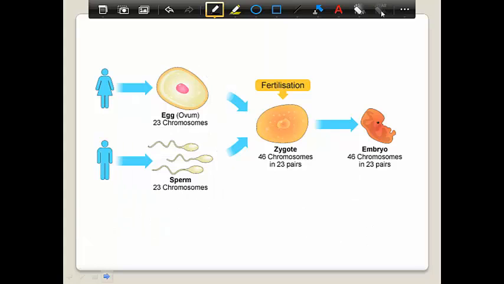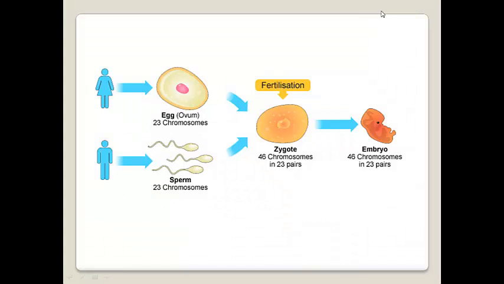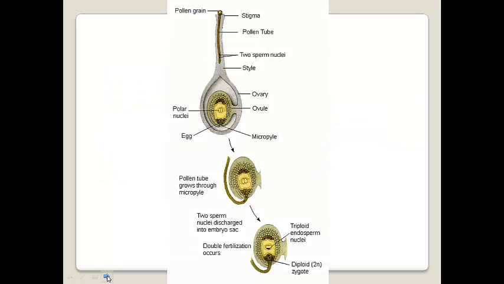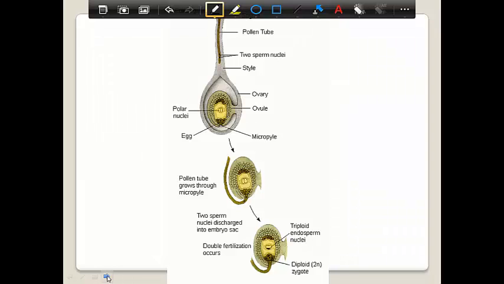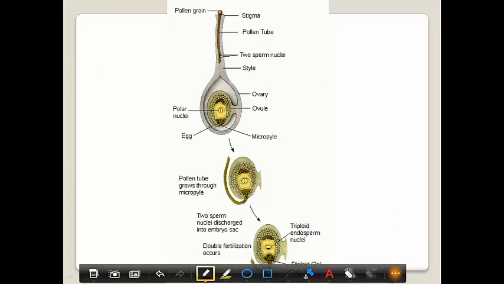Now, just to point out to you that this does not only happen in humans. This happens in all sorts of different animals, but sexual reproduction also happens in plants. This is not a diagram you're going to be tested on or anything, but I want to point out to you what's going on here in this plant structure. Right here at the top we have a pollen grain.